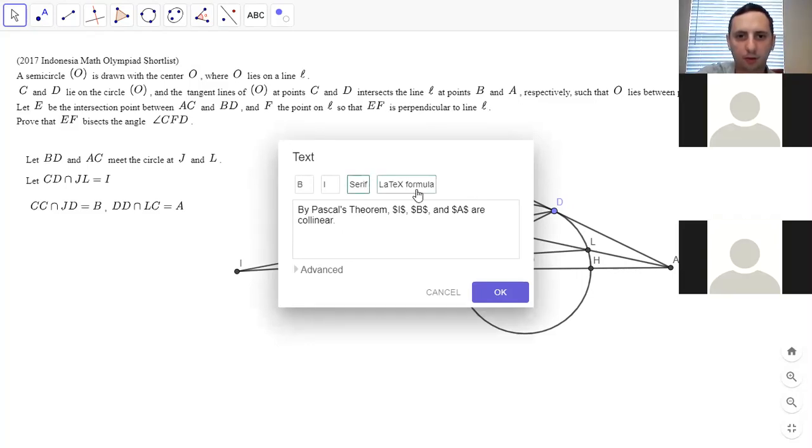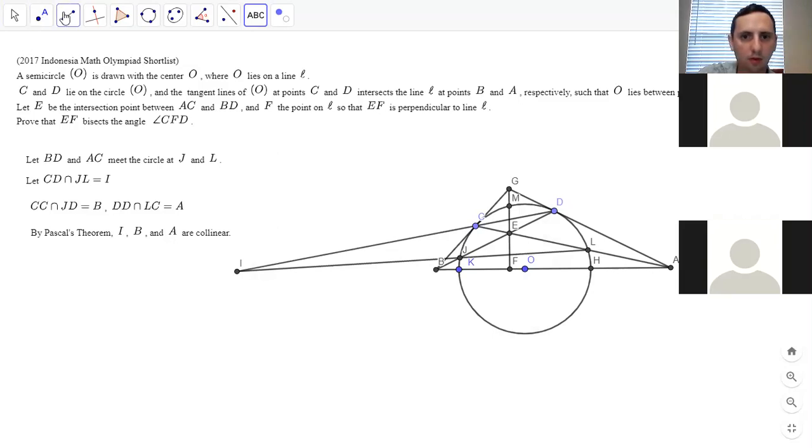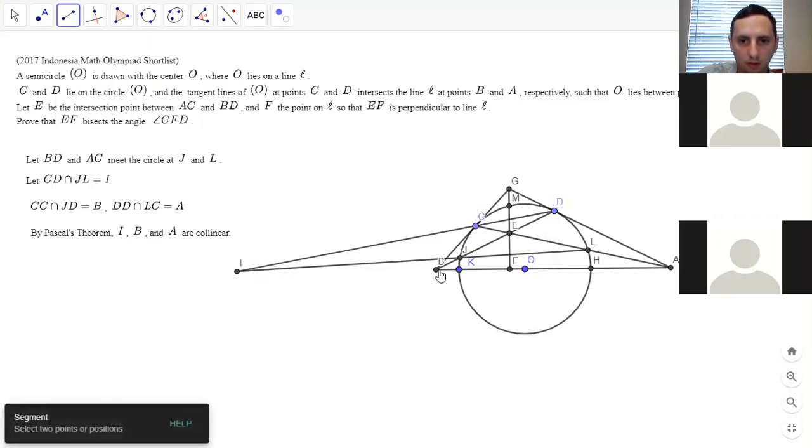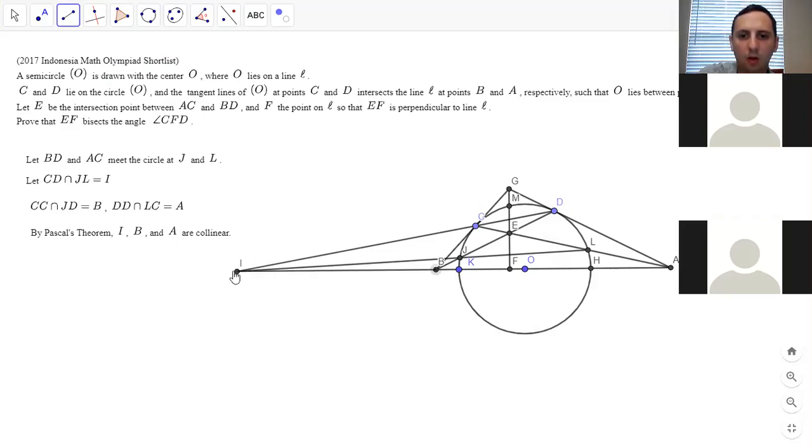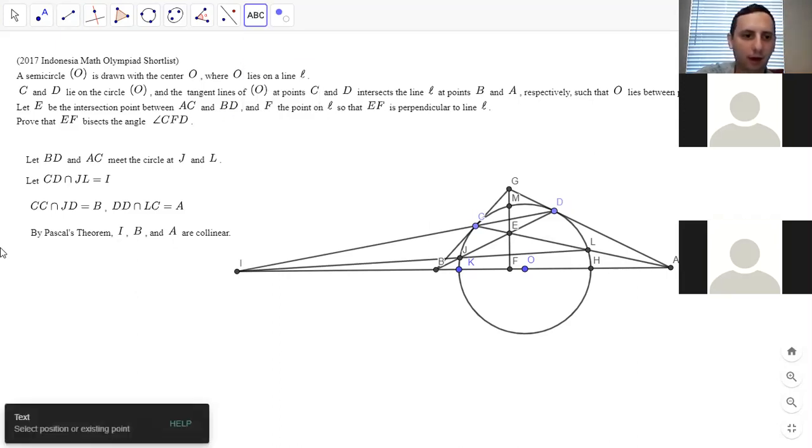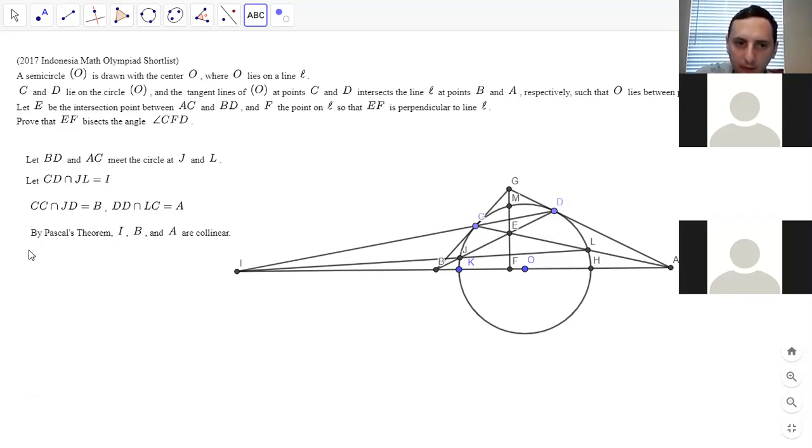I don't think we ever used that it was a semicircle. I think the problem is true in general. Actually, we use it for Brocard, I think. For Brocard? Okay. Yeah. Because OI and AB are the same line if it's the semicircle. Oh, okay. So then by Brocard's theorem, BE is the polar of I. So IO is perpendicular to GE. So we know E lies on the polar of I. We need one more Pascal, actually. I think we're good. So by Brocard's theorem, E lies on the polar of I.